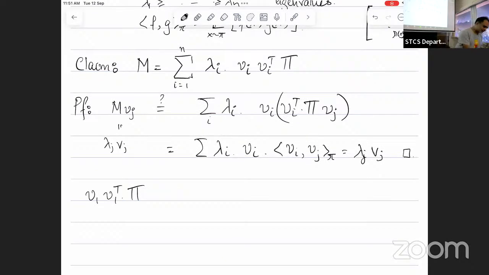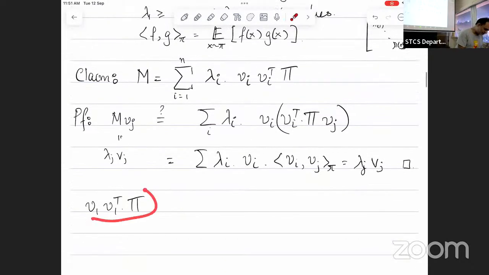Whenever we were dealing with it, we were handling V1 separately. We were dealing with what V1 does separately, and then the rest of the stuff, which somehow was getting dampened by lambda. So let's just get a sense of what this matrix V1 transpose pi is. In this case, V1 was the all ones vector.